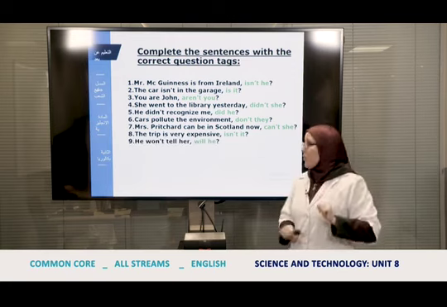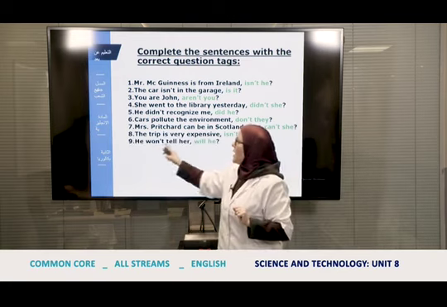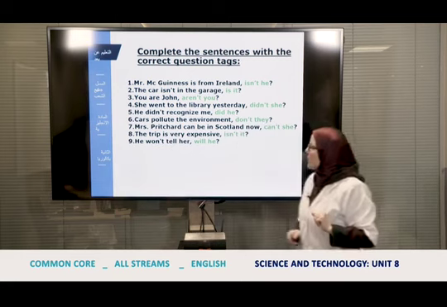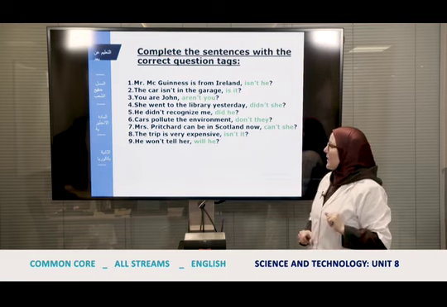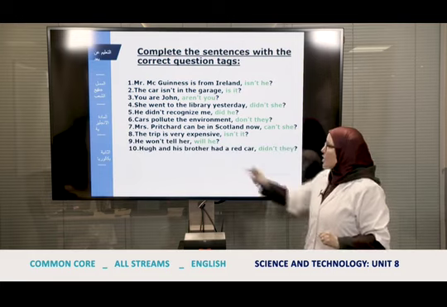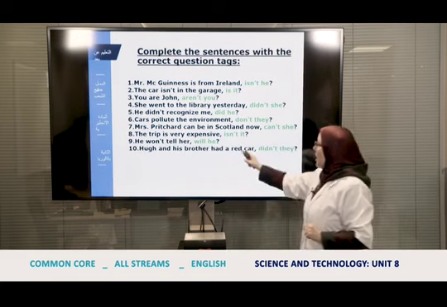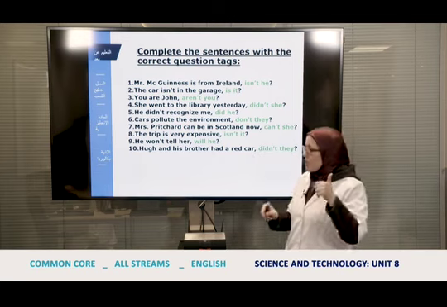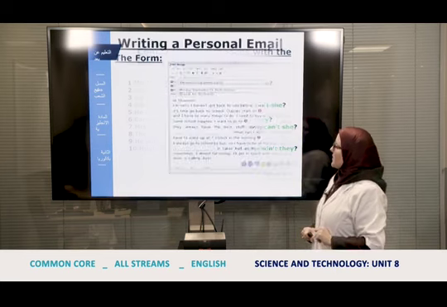He won't tell you. Here, he won't, it's he will not. So we remove the negation, all right? And we are left with will he. And the last example, of course, you and his brother had a red car, didn't they? Because here we have two people, you and his brother.